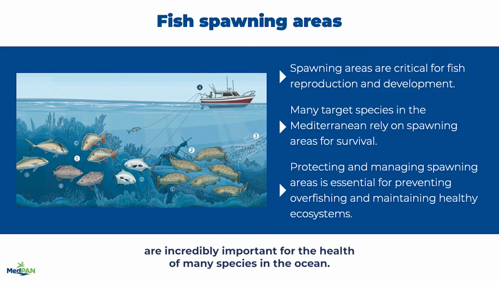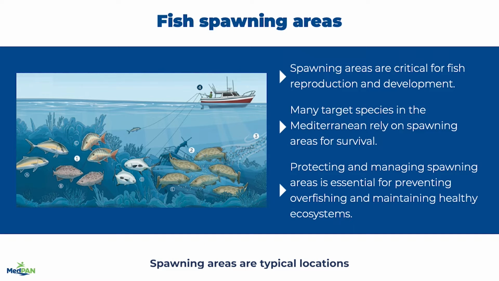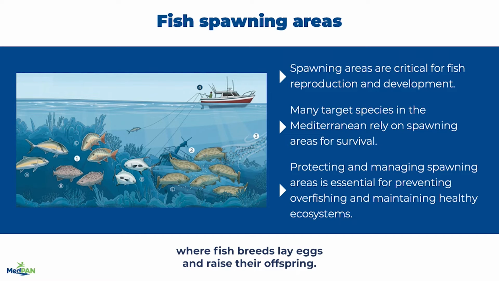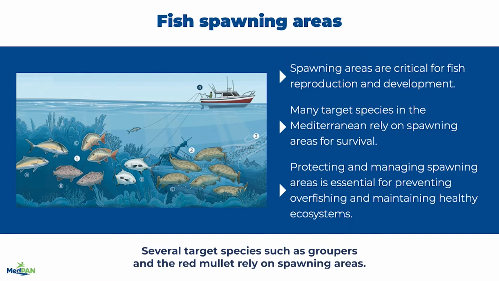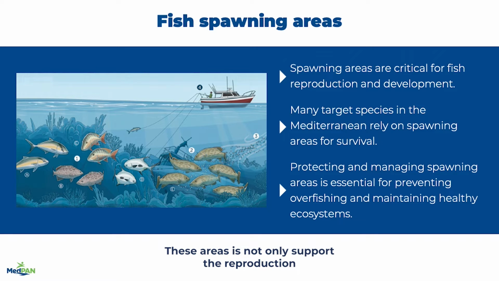Fish spawning areas are incredibly important for the health of many species in the ocean. Spawning areas are typical locations where fish breed, lay eggs, and raise their offspring. These areas provide essential habitat for fish reproduction and development and are often critical for the success of fish populations. In the Mediterranean, several target species, such as groupers and red mullet, rely on spawning areas. These areas not only support the reproduction of these species, but also attract smaller fish that serve as prey for larger predators such as sharks and dolphins.